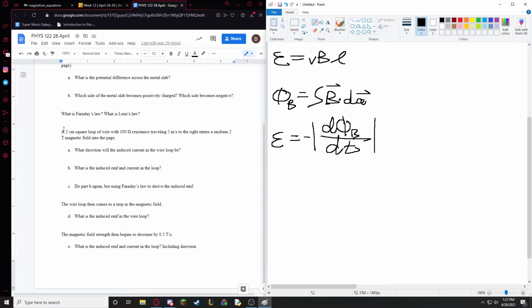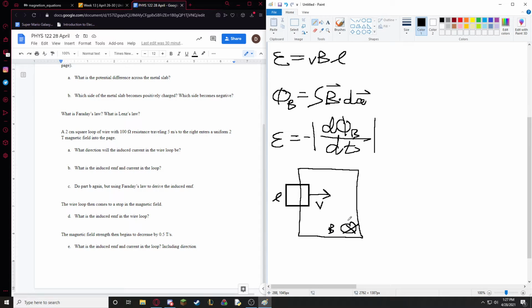So we're going to have a 2 centimeter square loop of wire. It's going to look something like this. It's going to be traveling 5 meters per second to the right. We have our side length L, and we have our velocity. And it's going to enter a uniform 2 Tesla magnetic field into the page. So this is our section of magnetic field, and our magnetic field is into the page.